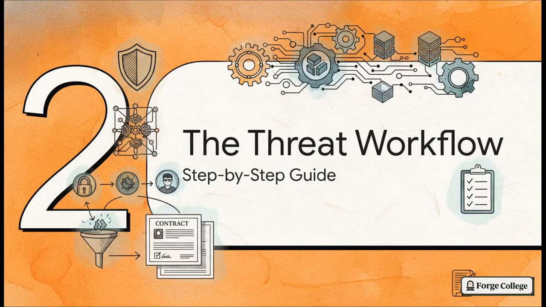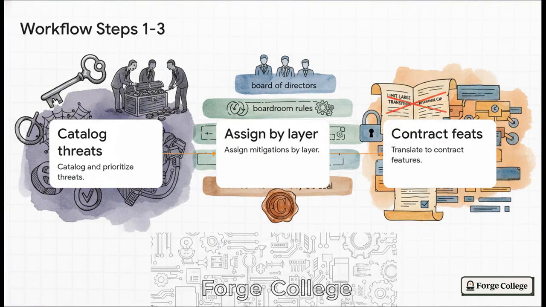Moving right along to Section 2, the threat workflow. Now that our trust boundaries are drawn, we need a systematic way to turn those abstract threats into a checklist the devs can actually use. We start by cataloging our absolute worst nightmares, like 3 signers going rogue and fleeing to a private island. We evaluate the severity, assign the threat to its proper layer, and then translate it into a specific feature. So a vague goal like, hey, let's limit large transfers, becomes a highly concrete per-transaction cap.